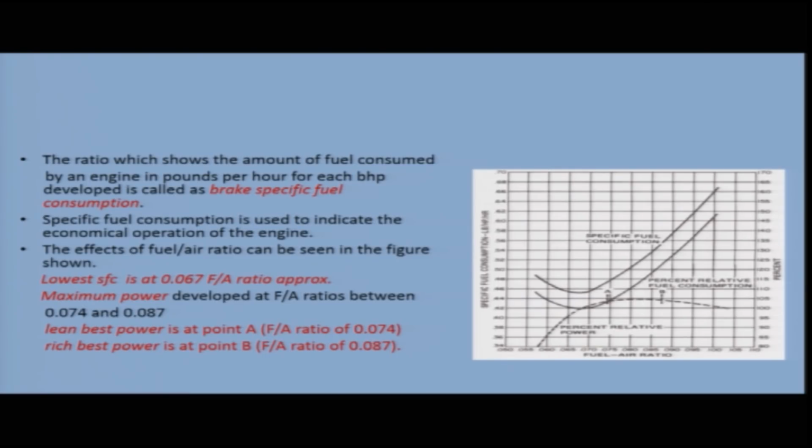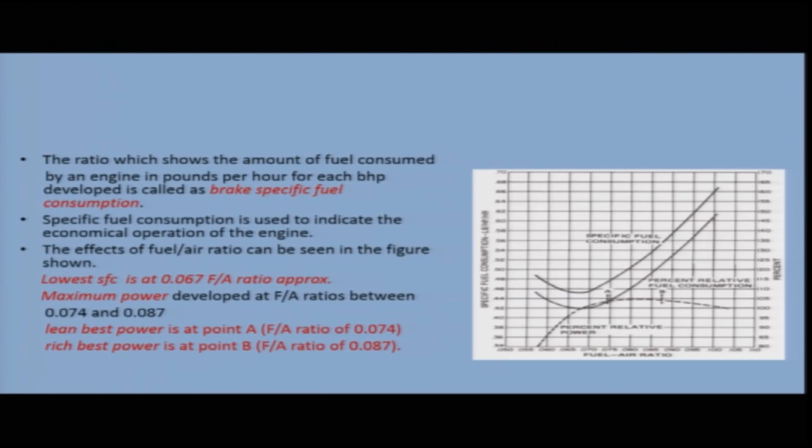So, here in this diagram you can see there is a graph. On the extreme left is specific fuel consumption, which is in pounds per horsepower per hour. At the extreme bottom is the fuel air ratio, and on the extreme right side it is percentage. The graph shown is specific fuel consumption.